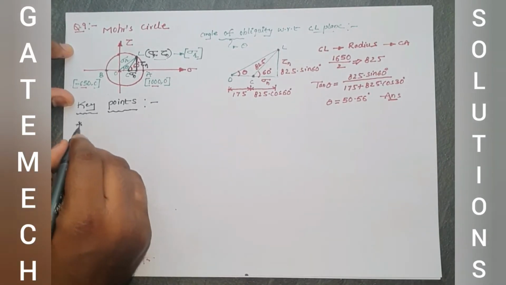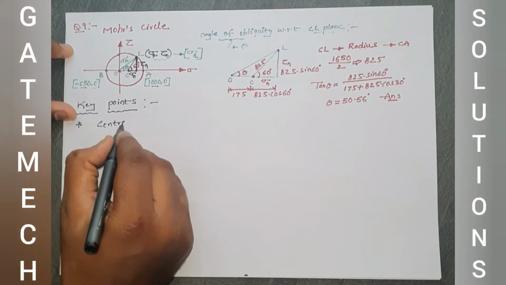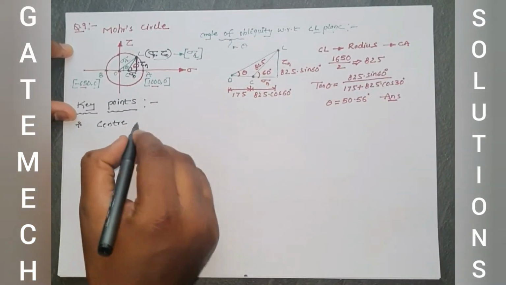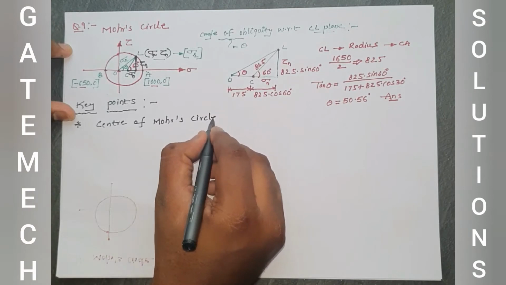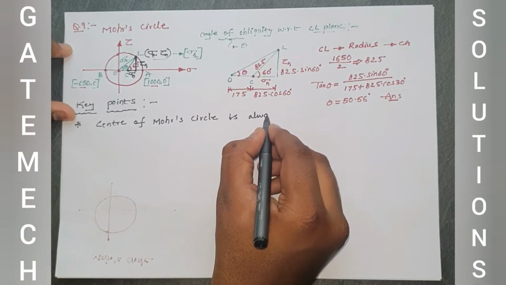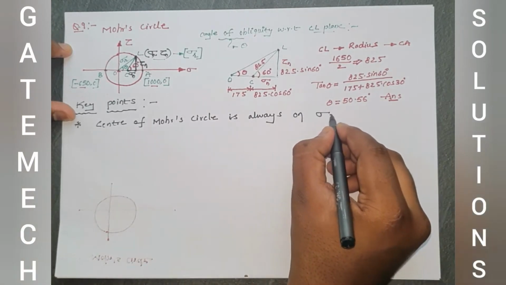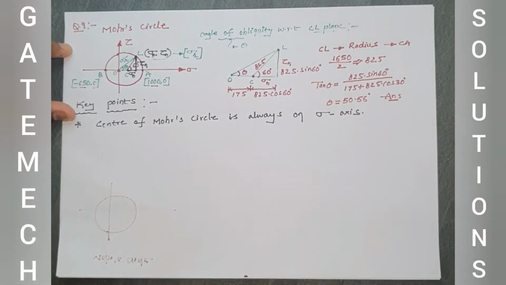The first key point is that the center of the Mohr circle is always lying on the sigma axis. This is the first point.